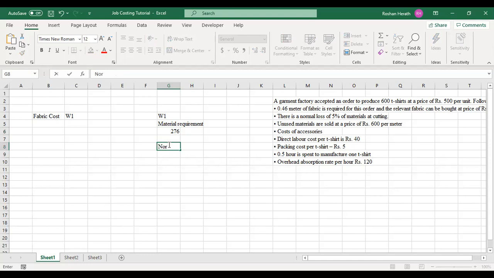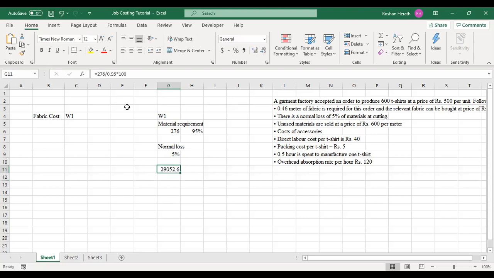So when it comes to the normal loss, you cannot avoid the normal loss, right? Hence, you need to allow that normal loss in the process. Hence, this 276 would represent 95%. So having allowed the normal loss, if you are to work out what is 100%, you can take this 276 stands for 95%. So having allowed the normal loss, then what is 100?